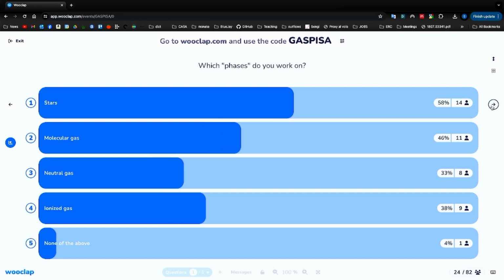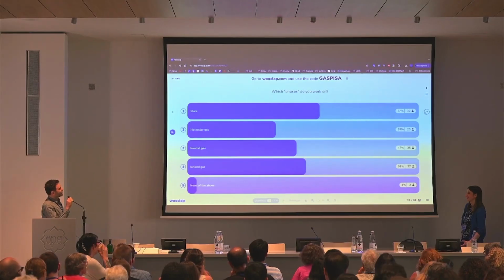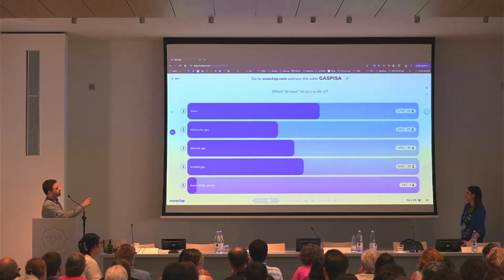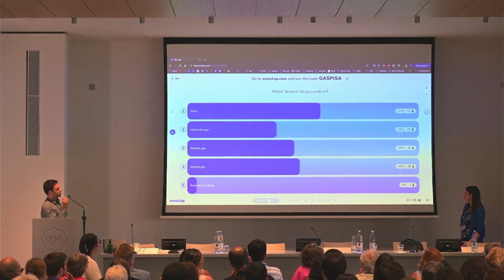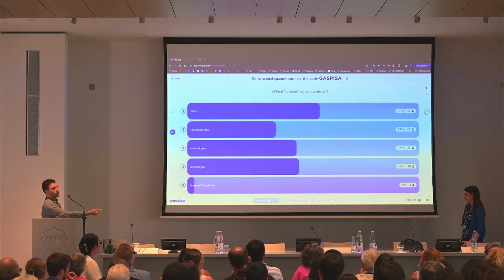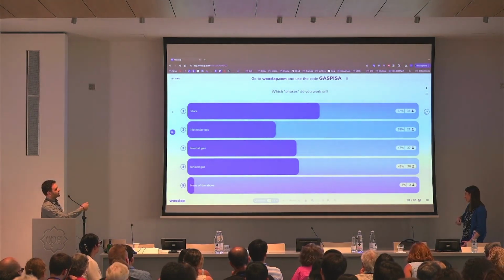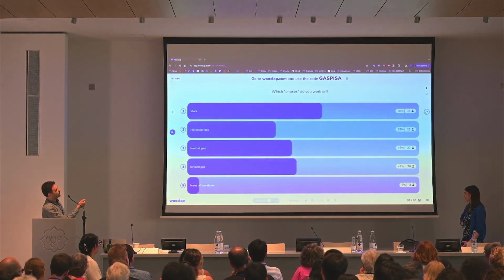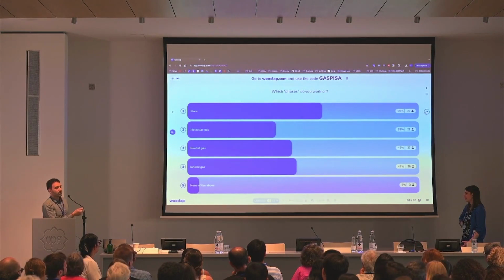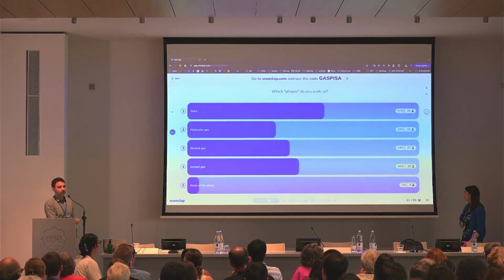We have one. So, wow, it's like looking at the horse race. Stars are winning. Neutral gas is doing really well. We did not expect that. Ionized gas, molecular gas is not doing so great. So the other fun thing is you can take the total of the numbers for each of these answers and compare that to the total number of people who actually are participating, which is 85. And you can see that I think most people picked more than one answer, or I guess the average is not one.